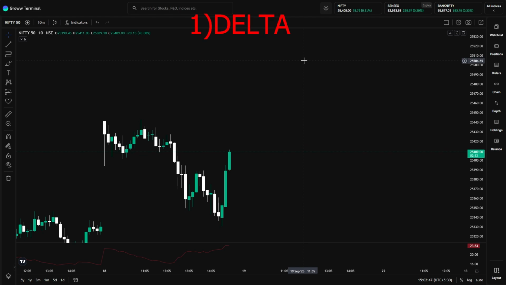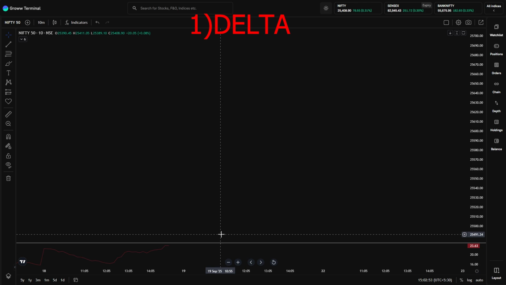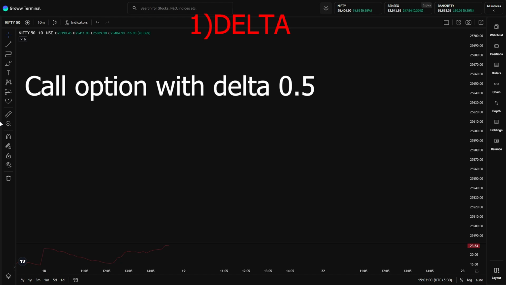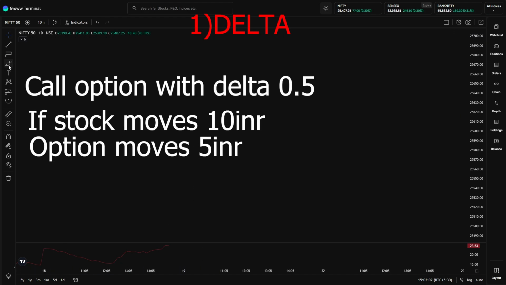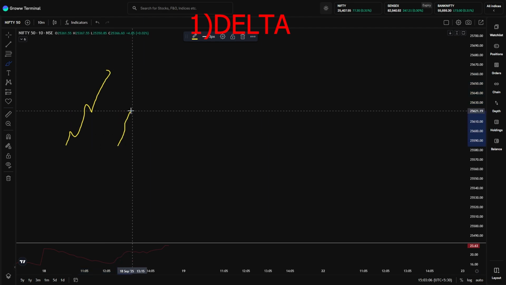So let's begin. First off, delta. Delta measures how much an option price would change if the underlying stock or an index moves by 1 point. Example, a call option delta 0.5 means if the stock moves 10 rupees up, the option will move roughly 5 rupees.